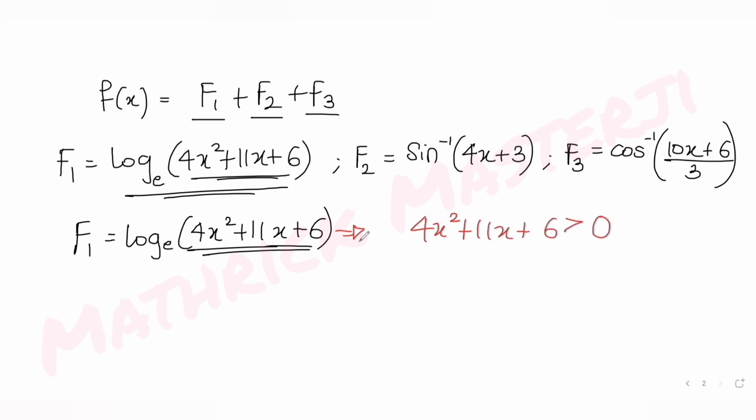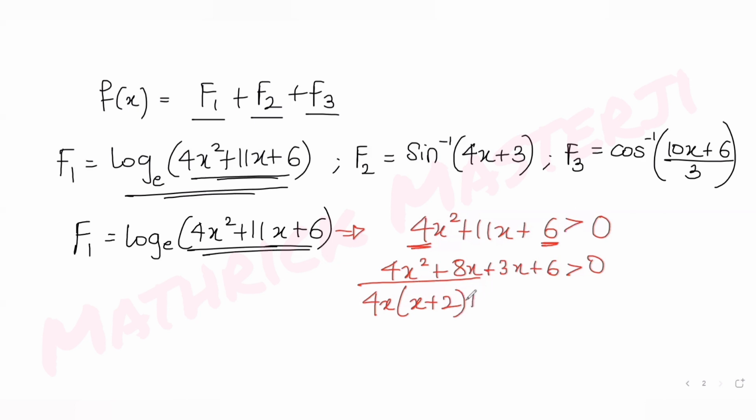Now if I try to solve this expression, I need two numbers whose product is 24 and whose sum is 11. I know it is 8 into 3. So 8x and 3x will give you 11x, and 8 into 3 will give you 24. So I can split it as 4x squared plus 8x plus 3x plus 6 greater than 0. From the first two terms I take 4x common, so 4x times (x plus 2), plus from the other two I take 3 common, 3 times (x plus 2), greater than 0. So I get (4x plus 3) times (x plus 2) greater than 0.